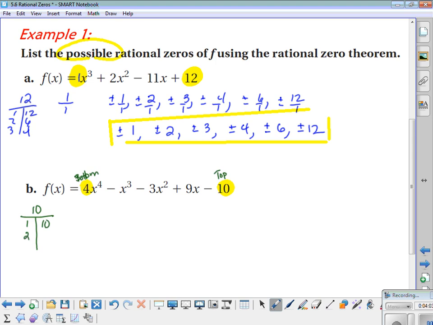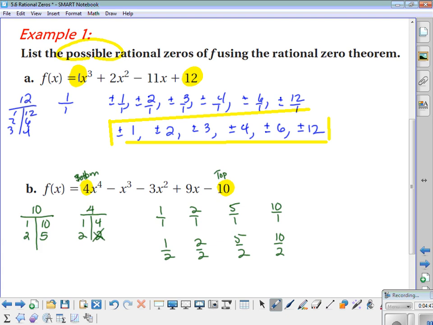For 10, my factors could be 1 times 10, or 2 times 5, and that's it: 1, 2, 5, and 10. For my factors of 4, it could be either 1 times 4, or 2 times 2. If I'm just listing the factors, I don't need to list 2 twice. So 1, 2, and 4 are the factors of 4, and 1, 2, 5, and 10 are the factors of 10. I'm going to take the factors of 10 and put them over each of the factors of 4. So it would be 1 over 1, 2 over 1, 5 over 1, 10 over 1. And then I'm going to take 1, 2, 5, and 10 and put them over 2.